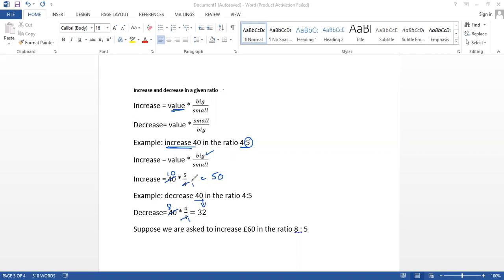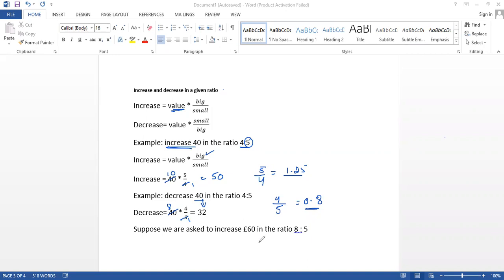And even if you look at the fraction that you're multiplying, it is going to tell you whether it is an increase or decrease. So 5/4 means 1.25. So it means that you're going to increase it because you're multiplying it by a number greater than 1. However, 4/5 means 0.8. So in this case, because you're multiplying it by a number which is less than 1, it is going to decrease the value.